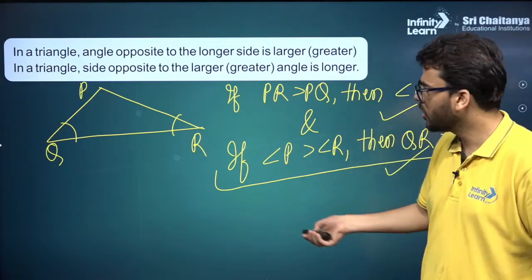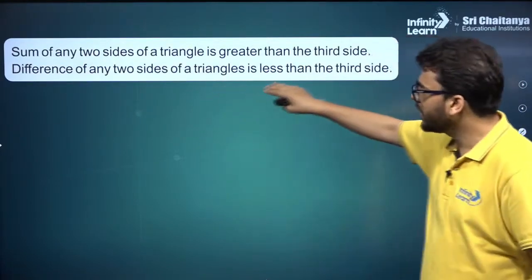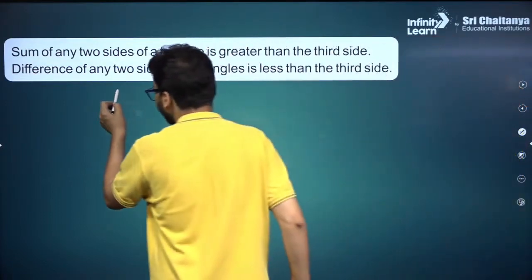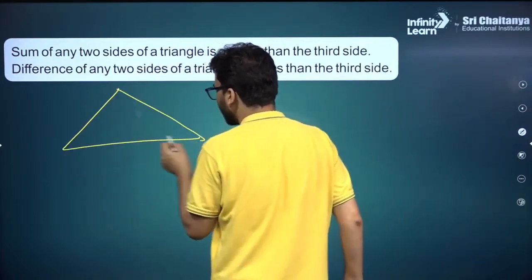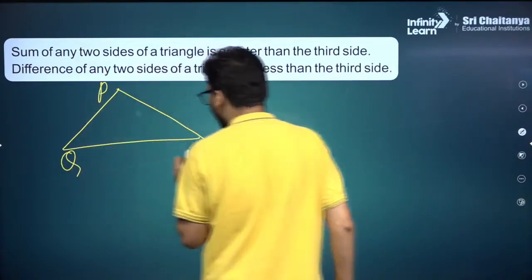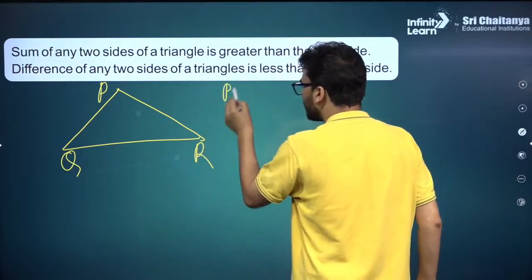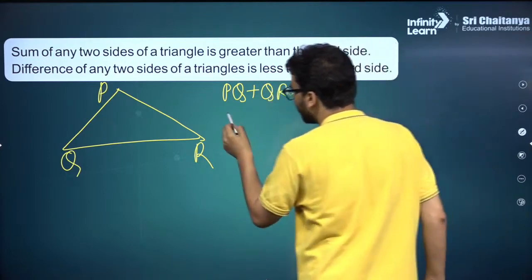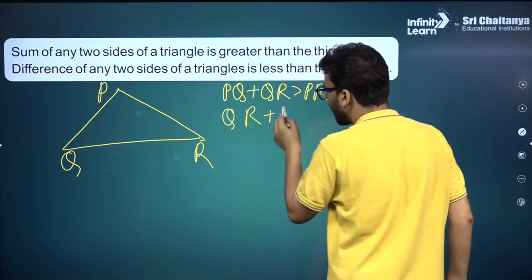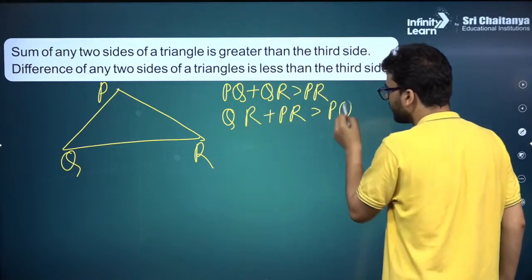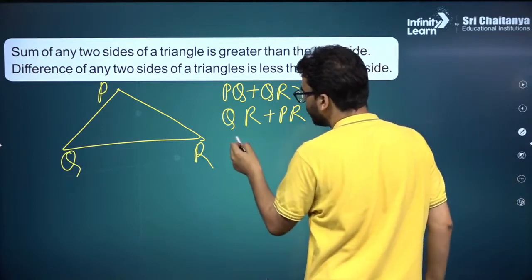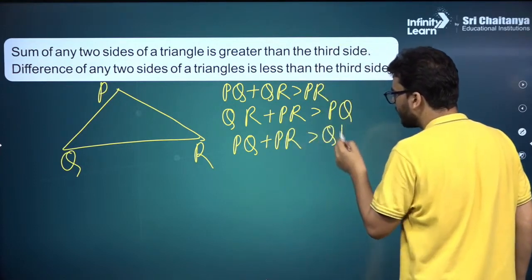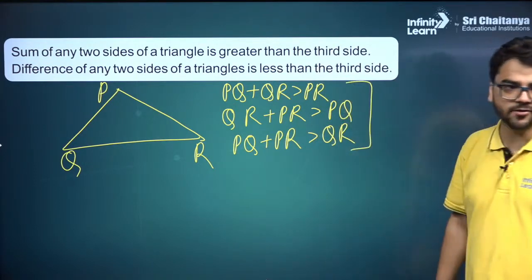Okay, Ravi Ranjan. Now this property: sum of any two sides of a triangle is greater than the third side, and difference of any two sides of a triangle is smaller than the third side. So if you have got this triangle PQR over here, then sum of any two sides, PQ plus QR, is greater than PR. QR plus PR is greater than PQ. And PQ plus PR is greater than QR. Sum of any two sides is greater than the third side of any triangle, correct?